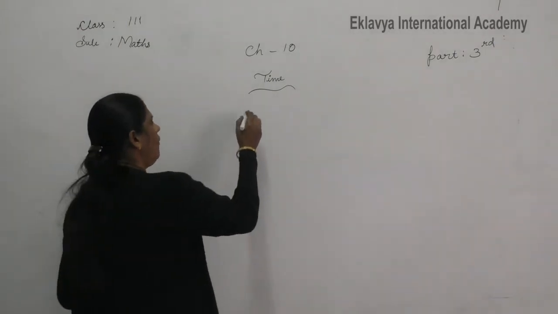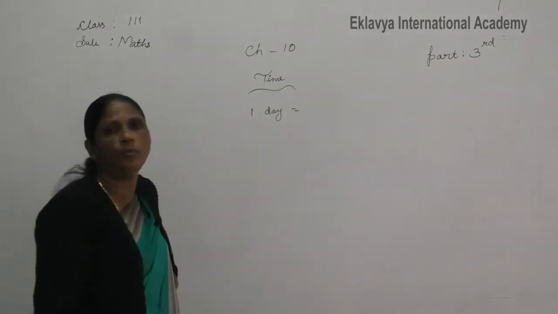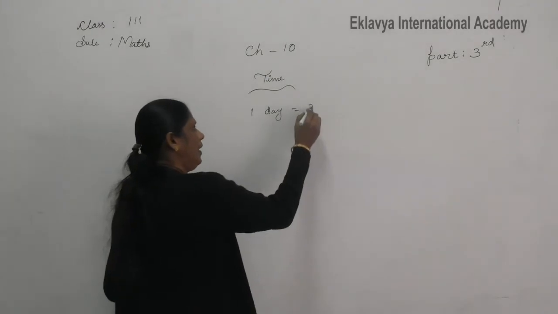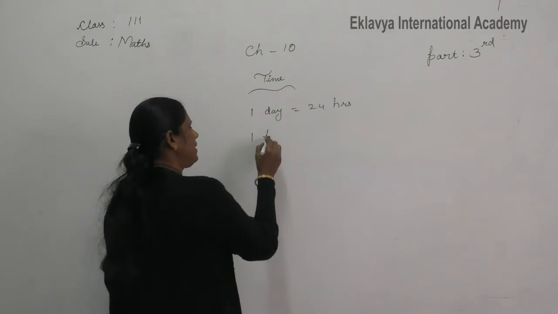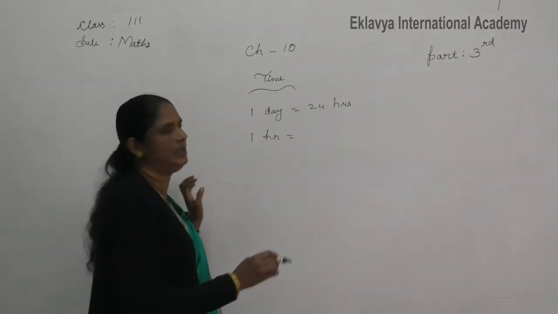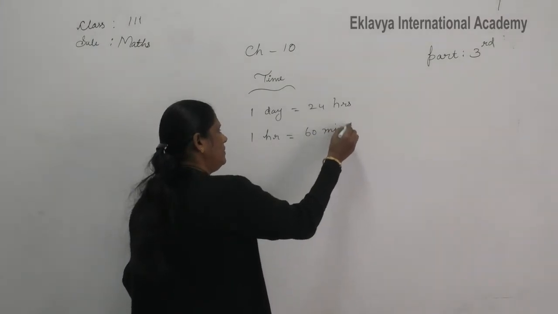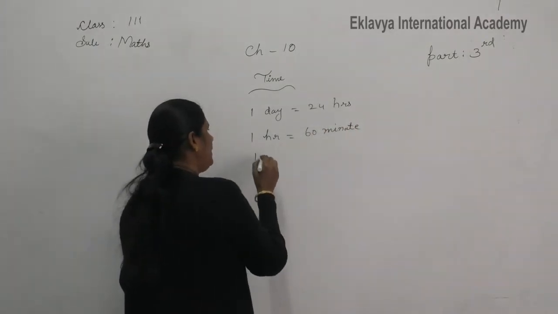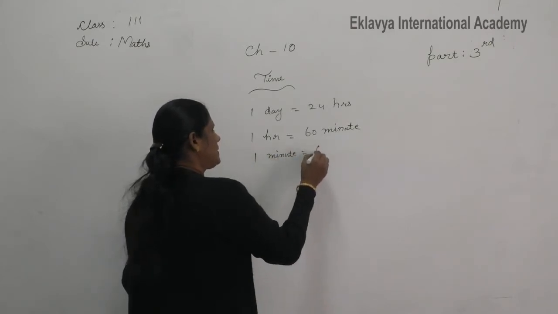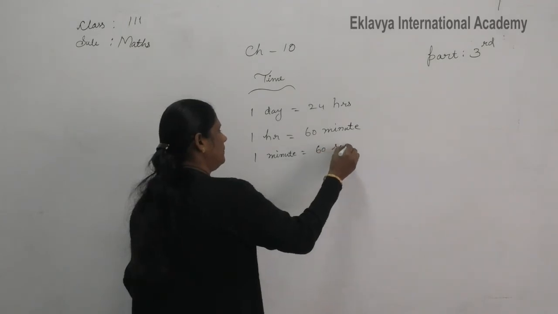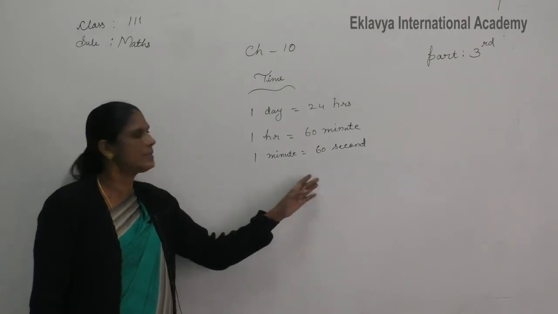First, 1 day is equal to how many hours? 24 hours. Then 1 hour is equal to how many minutes? 60 minutes. Then 1 minute is equal to 60 seconds.